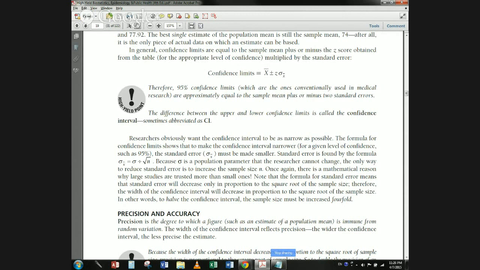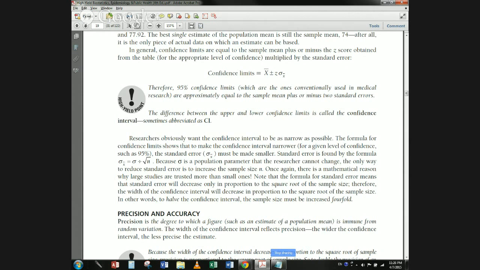The formula for confidence limits shows that to make the confidence interval narrower for a given level of confidence, such as 95%, the standard error must be made smaller. Standard error is found by the formula of standard deviation divided by the square root of the sample size. Because standard deviation is a population parameter that the researcher cannot change, the only way to reduce standard error is to increase the sample size.